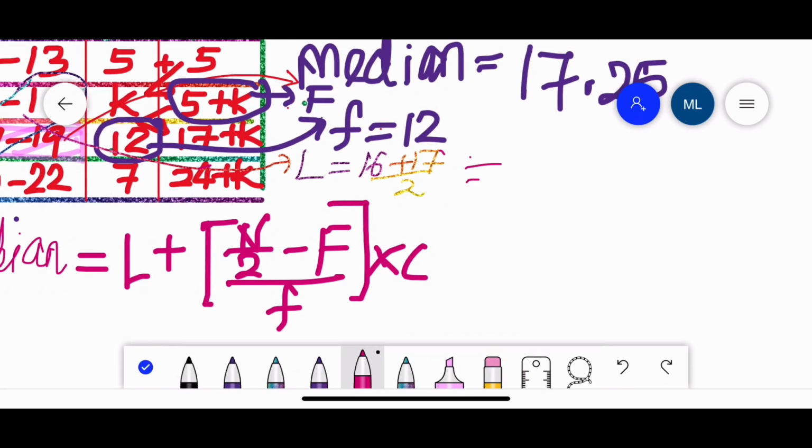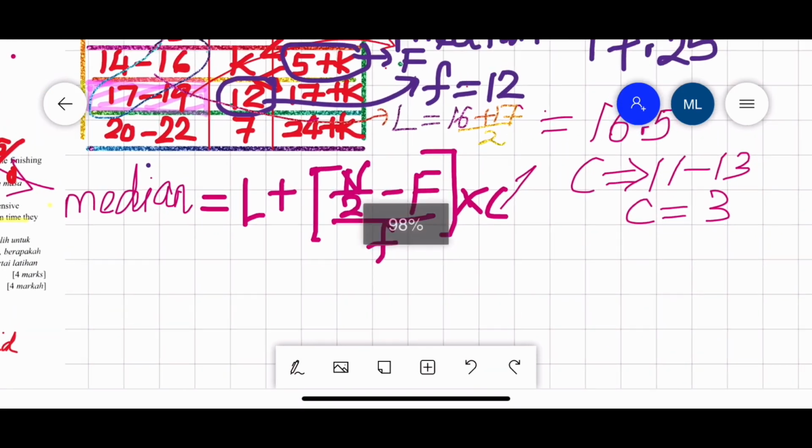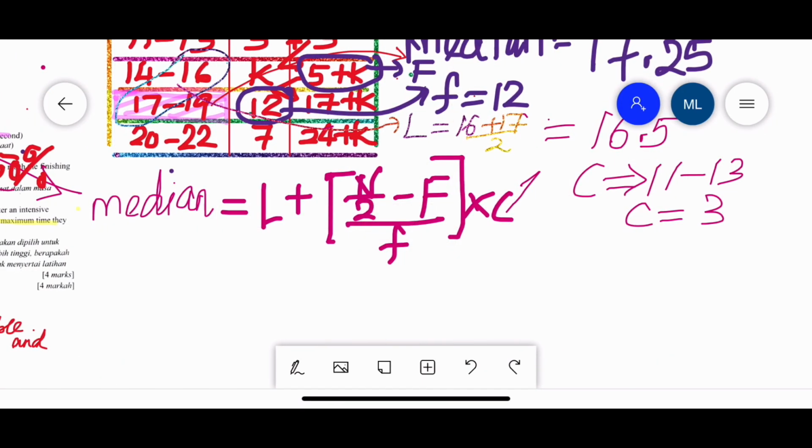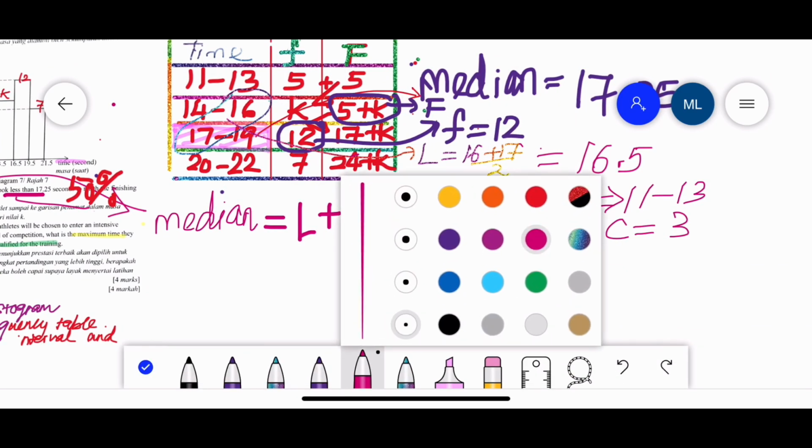The N you should know. The N is actually the last cumulative frequency, which is 24 plus K. So I have found the L, 16.5, and then the C is, let's say, 11, 12, 13. So the size of the class is 3, right? Now you can substitute all this into the median formula, and then solve it carefully. Now I'm going to teach you how to solve step by step.